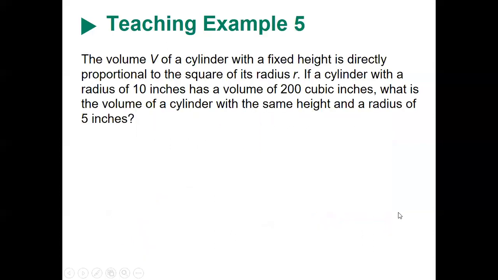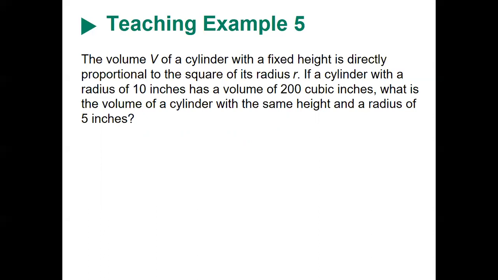All right, so the volume V of a cylinder with fixed height is directly proportional to the square of its radius, R. If a cylinder with a radius of 10 inches has a volume of 200 cubic inches, what is the volume of a cylinder with the same height and a radius of 5 inches?